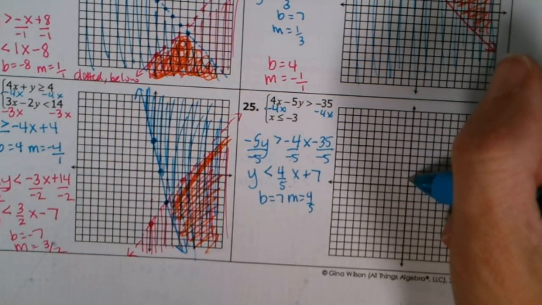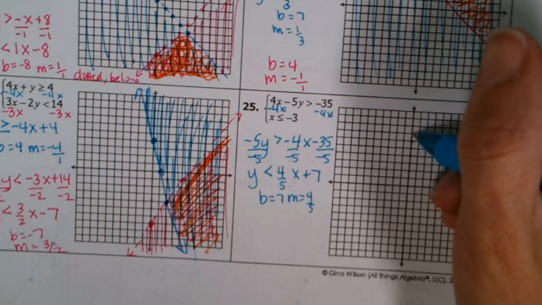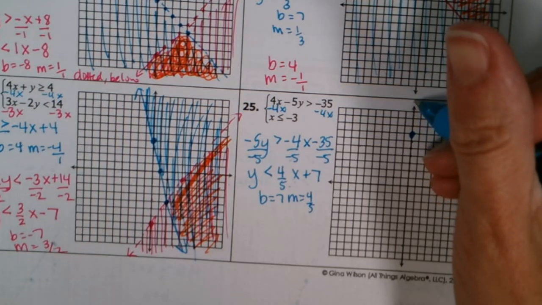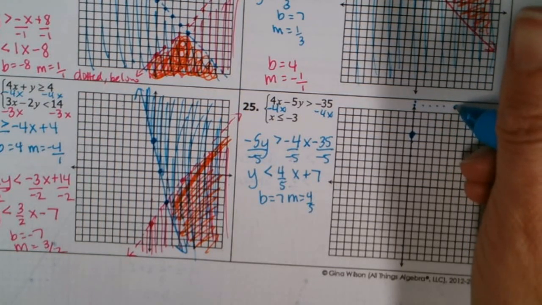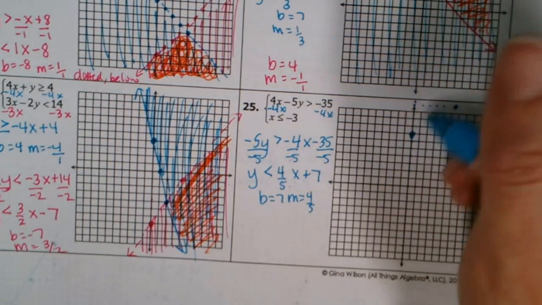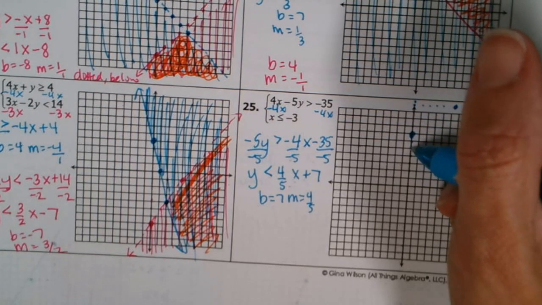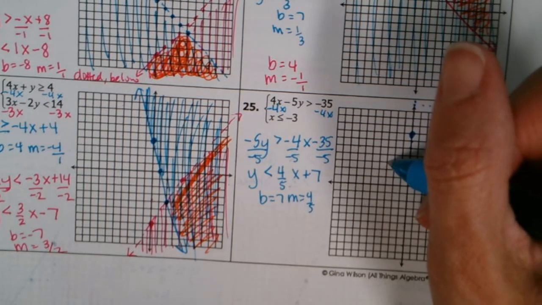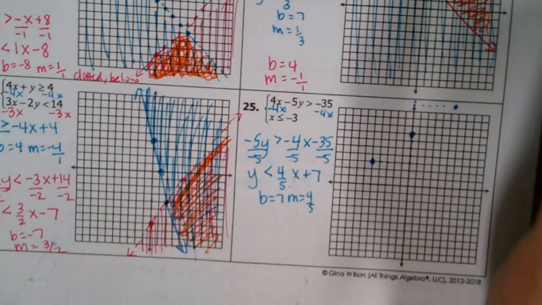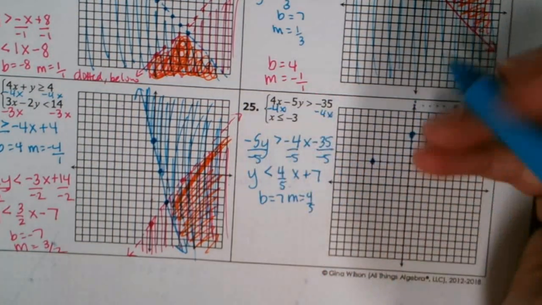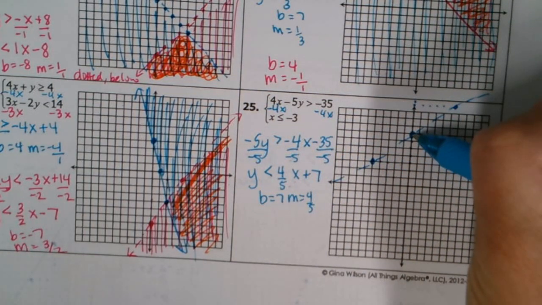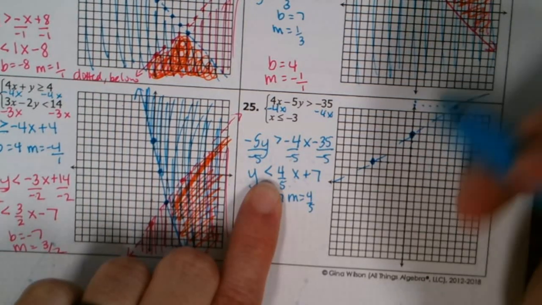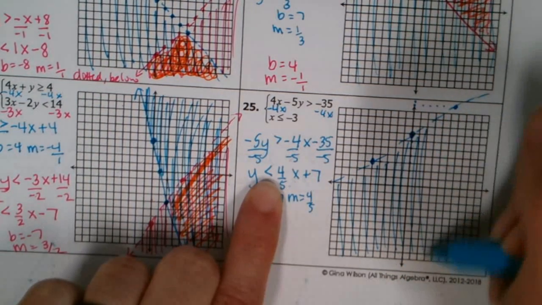So begin at 7. 1, 2, 3, 4, 5, 6, 7. If I go up 1, 2, 3, 4, I'm off my graph, and over 1, 2, 3, 4, 5. Remember, you could go the opposite direction too. So I could go 1, 2, 3, 4, 5. It's going to be dotted because there's no bar. And I go to my y-intercept and I shade below because I had to change it to less than.